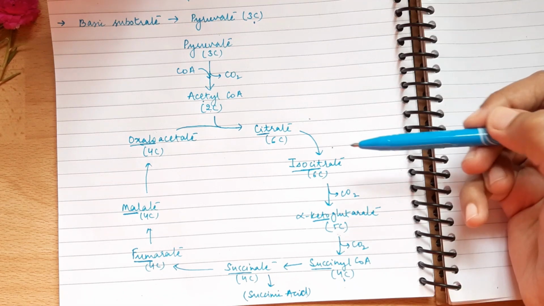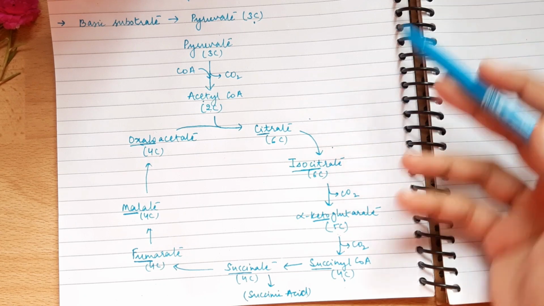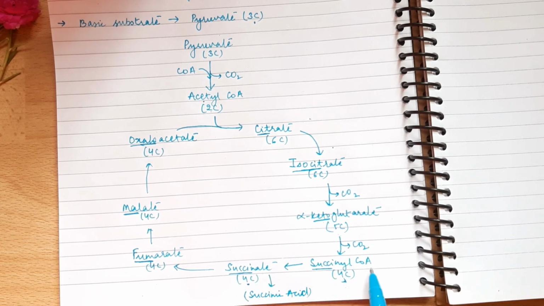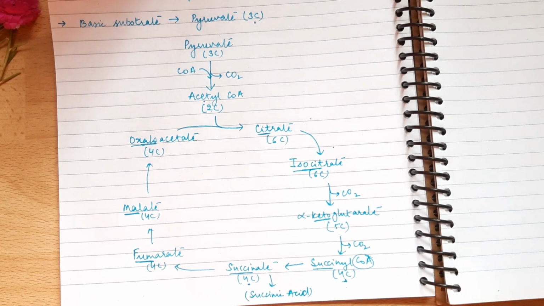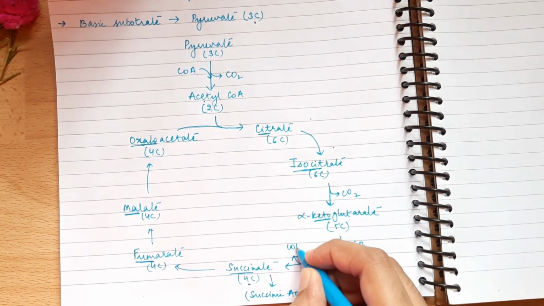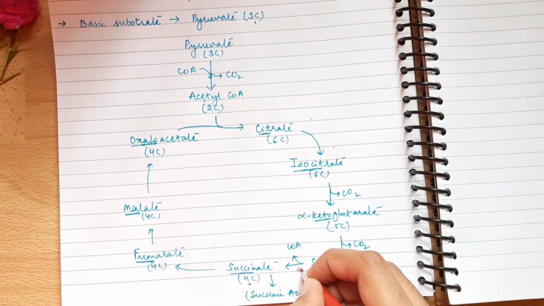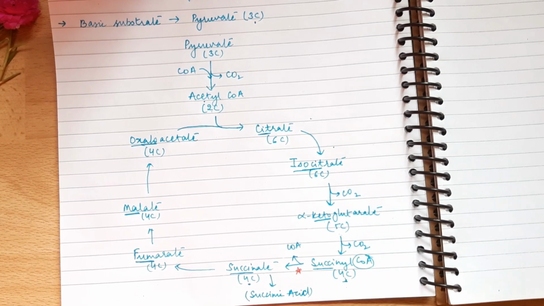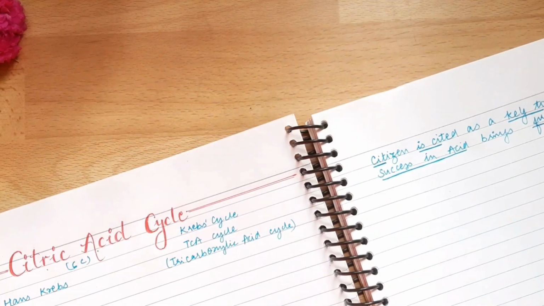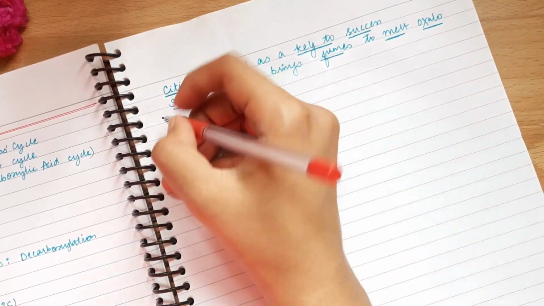Now the citrate and isocitrate that you see here, both are isomers of the same molecule and both are at same energy levels. But succinyl-CoA and succinate are at different energy levels. Succinyl-CoA is at higher energy and succinate is at lower energy. So to form succinate, coenzyme A is removed from succinyl-CoA. And this particular reaction is very important in the cycle and it has a specific name to it. This reaction is known as substrate level phosphorylation.